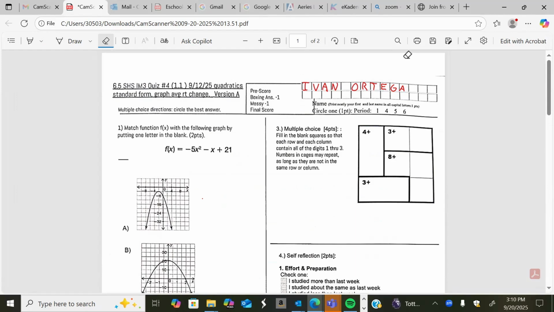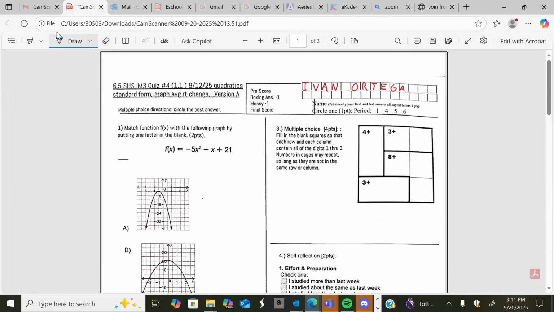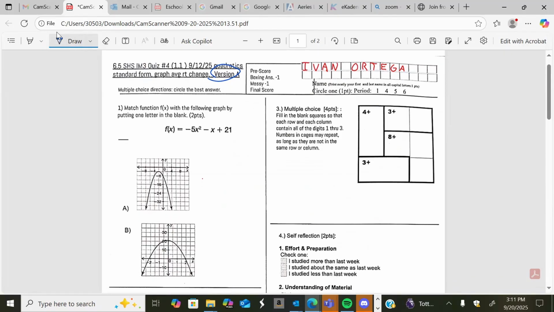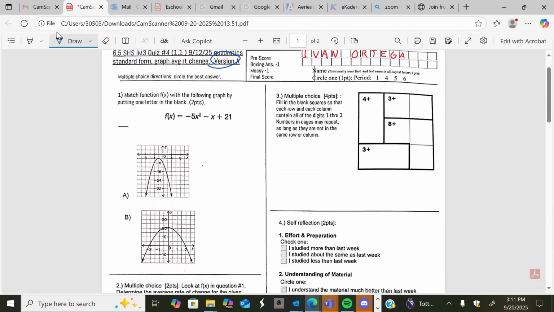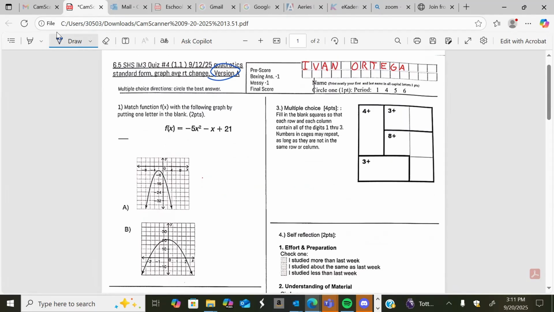This is quiz number 4 of quadratics, standard form, graph, average rate of change, version A. Right, this is version A. So first things first, I want to keep in mind that for the first question, we're dealing with a quadratic function, and we want to make sure we know what the standard form is before we move on.